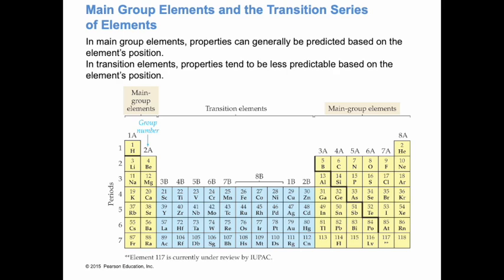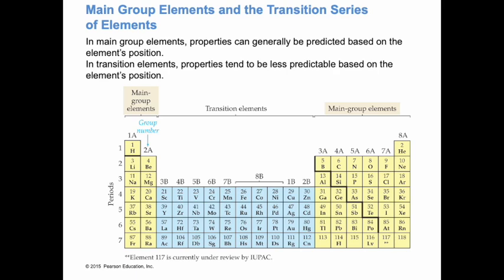The ones that are in blue, the transition elements, are less predictable. Being in a family doesn't mean quite as much for the ones in a transition series as it does for the ones in the main group. So enough said about that.